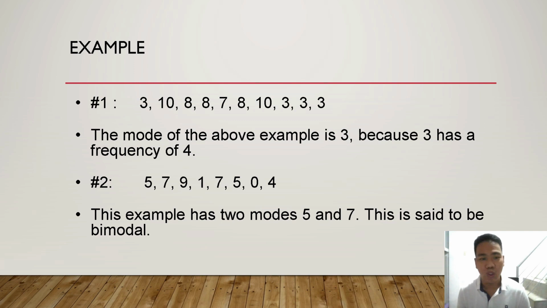This is said to be bimodal. If you have two modes, that is called bimodal. If you have three modes, it is trimodal. And if you have more than three modes, that is called multimodal. So two is bimodal, three is trimodal, and more than three is multimodal. Did you get it?